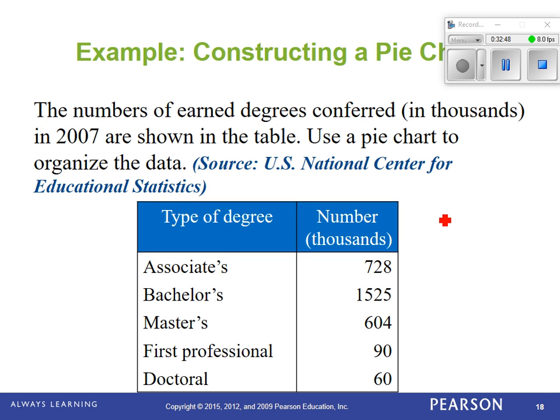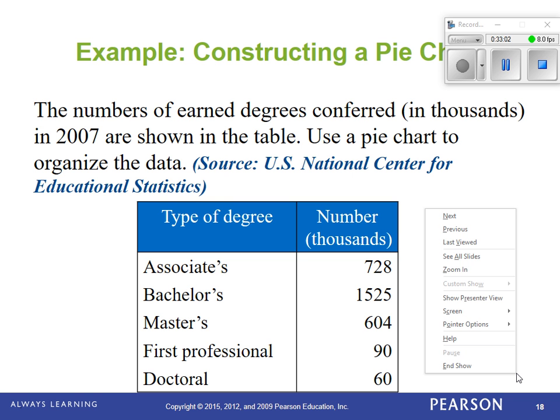Numbers of earned degrees conferred in thousands in 2007 are shown in the table. Use a pie chart to organize the data. What's the first thing you're going to have to do in this when we have these numbers right here? Add them up. You got to get that total.